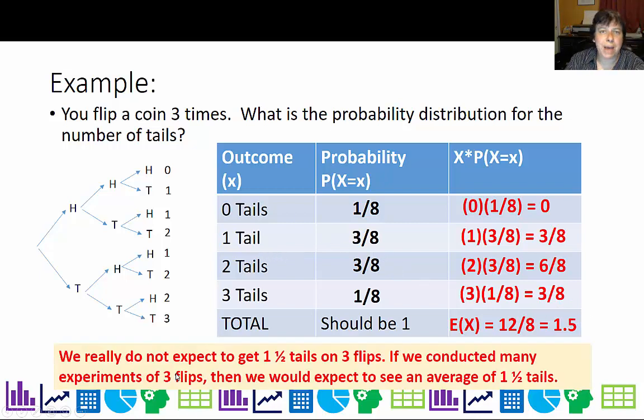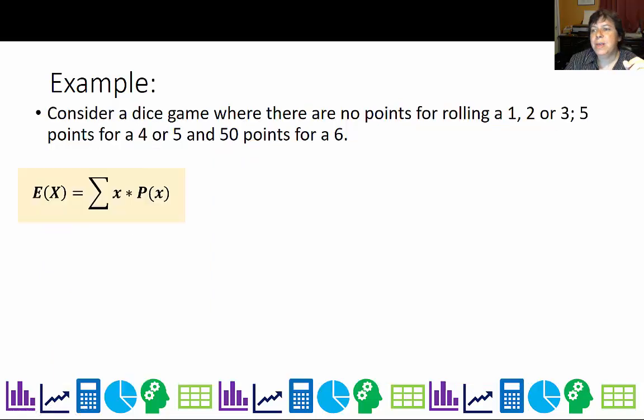But we don't really expect to get 1.5 tails on 3 flips. That's impossible. But on average, we expect to get 1.5 tails on 3 flips. So if we conducted many experiments of 3 flips, the average is 1.5 tails. We would never see 1.5 tails on 3 flips in reality.